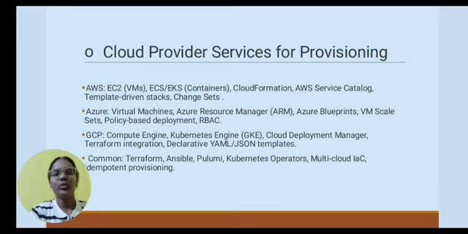In Azure, we have virtual machines, Azure Resource Manager (ARM), Azure Blueprints, VM scale sets, policy-based deployment, and RBAC, role-based access control. In GCP, we have Compute Engine, Kubernetes Engine, Cloud Deployment Manager, Terraform integration, and a declarative YAML or JSON platform. Some common cloud provisioning tools are Terraform, Ansible, Pulumi, Kubernetes Operators, multi-cloud IaC, and more.